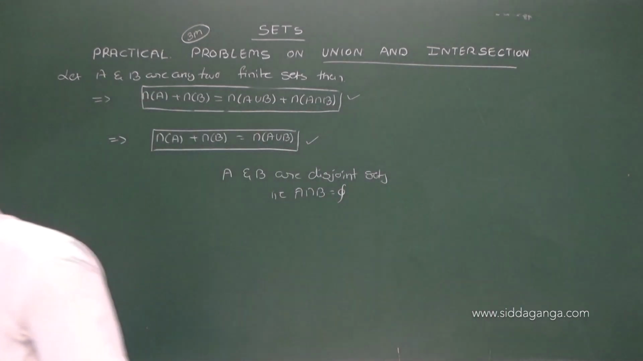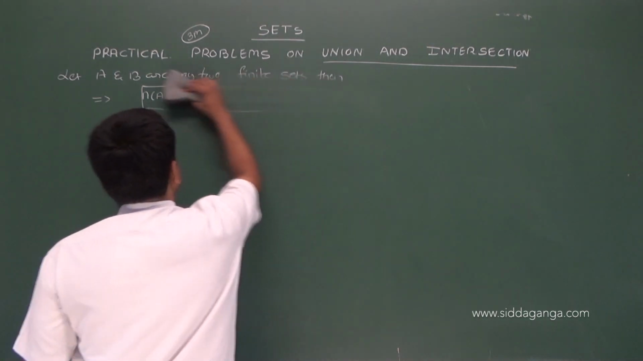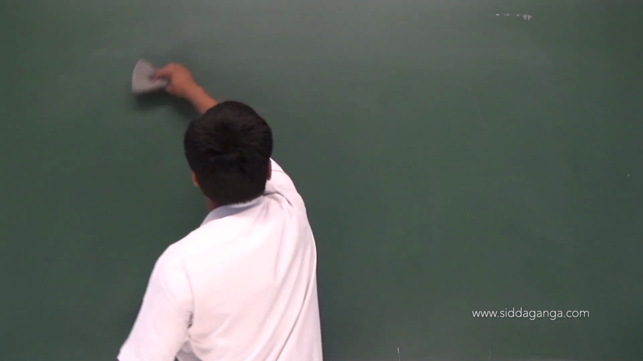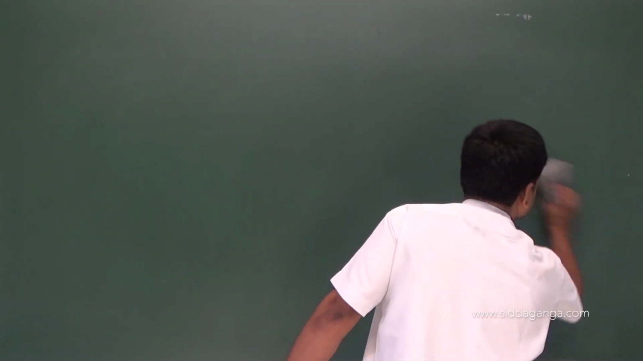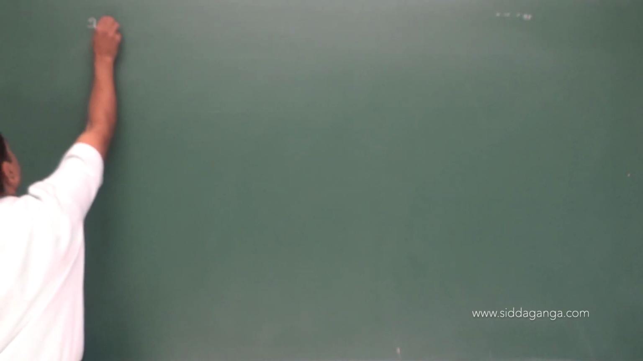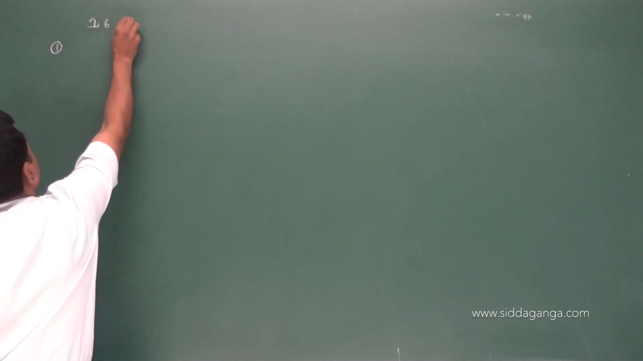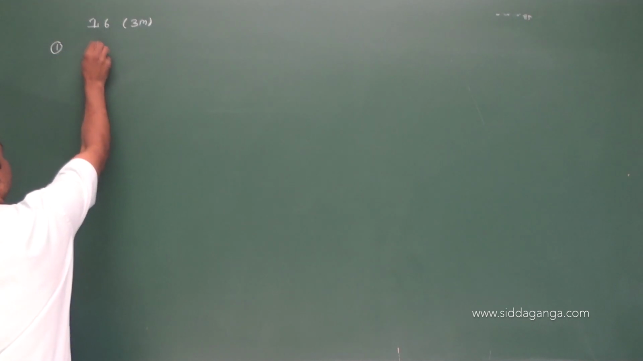We will see the exercise. I think it is exercise 1.6. Okay, today we are solving exercise 1.6. Under that, the first problem. So these are all very, very important for 3 mark questions in annual examinations.